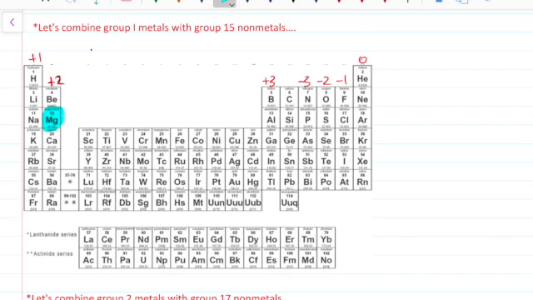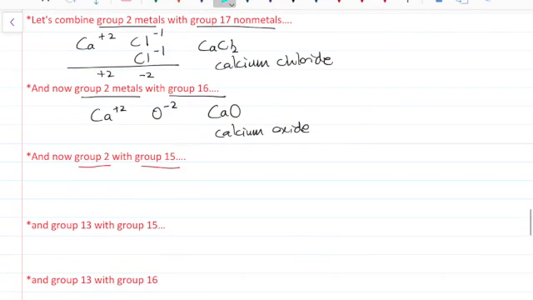Let's pick magnesium for our group 2 with group 15. Let's pick nitrogen for our group 15, okay? So magnesium is +2, nitrogen is -3. Now we have a problem. We have a 2 and a 3.